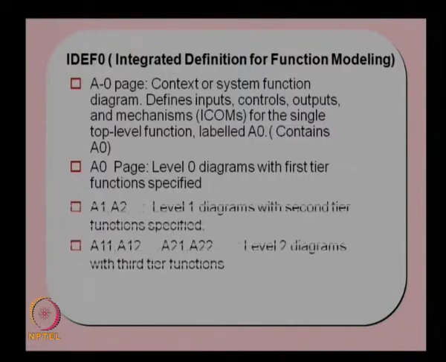The A1, A2 etc. diagrams are the level 1 diagrams with the second tier functions specified, and A11, A12, A21, A22 etc. are the level 2 diagrams with third tier functions, and so on, till we reach the final decomposition stage. So here, as mentioned, there are the A-0 context diagram, and then the A0, A1, A2, A11, A12 and A21, A22 diagrams, level 0, level 1 and level 2 diagrams.